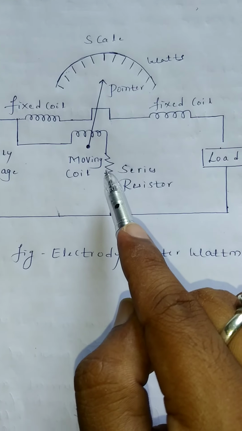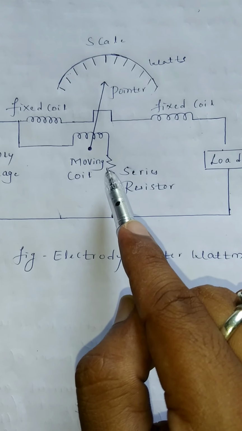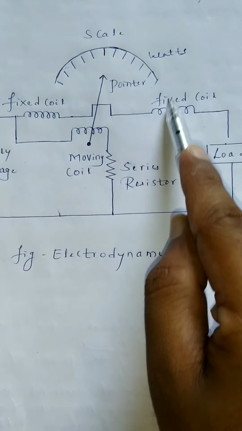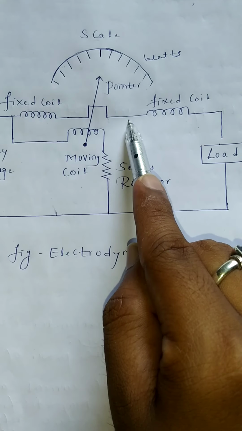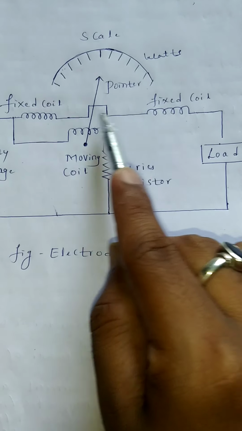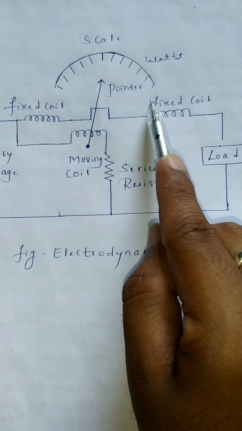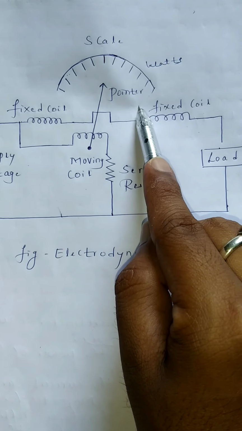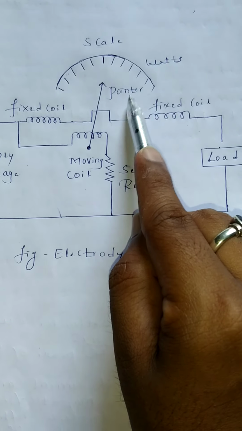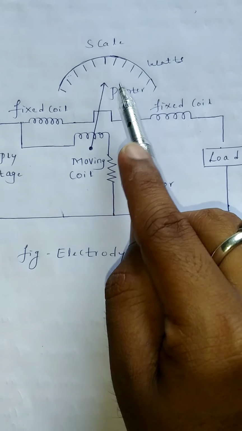Third point, control element. A spring control system is used for the movement of the pointer. Fourth point, damping. Damping is the effect which reduces the oscillation of the pointer. In this wattmeter, damping torque is produced because of air friction.